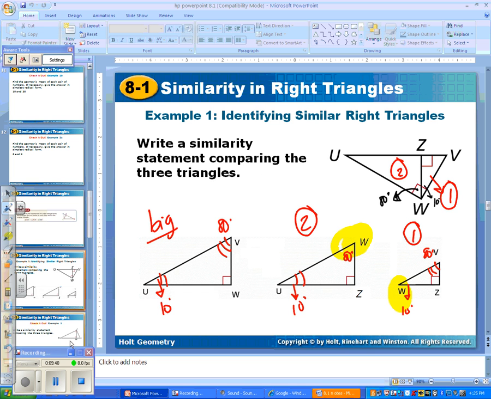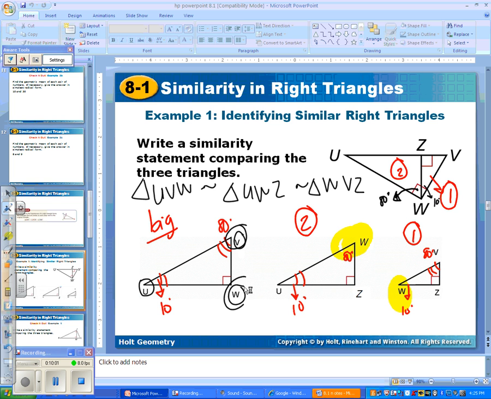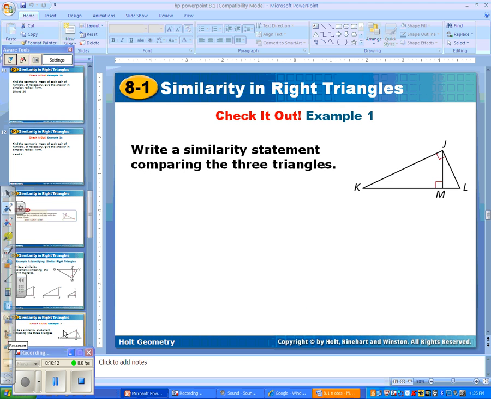Okay, the first thing you need to do is just write a similarity statement comparing these 3 triangles. So if you need to, redraw the triangles, and then all you have to do is say triangle UVW is similar to triangle UWZ is similar to triangle WVZ. So I went from this angle to this angle to this angle in all three triangles. If you can see that in this picture, then you are awesome and you do not have to redraw the triangles. But some of us will have to. So let's try that again for this one, and then I'm going to pause the video and I will give you the answers on the second video.